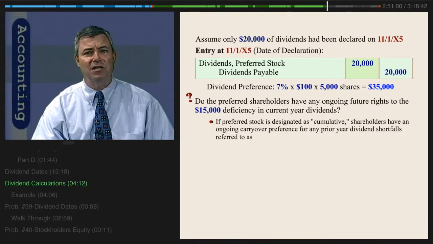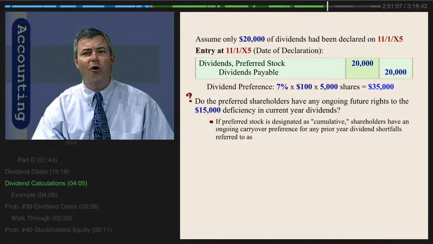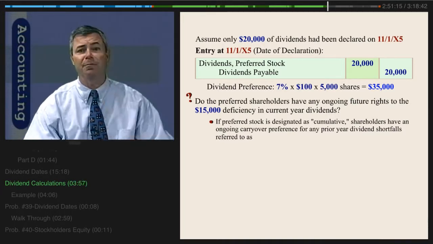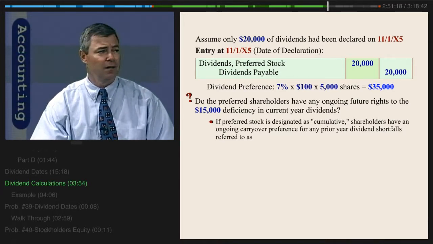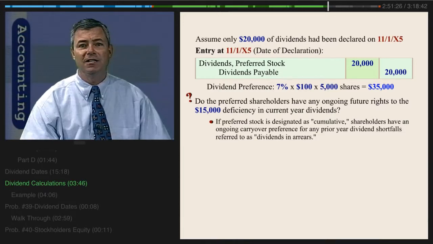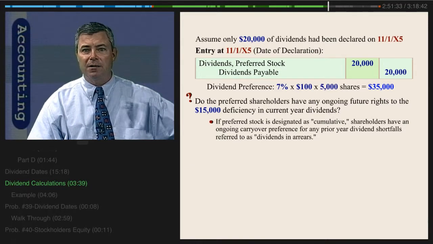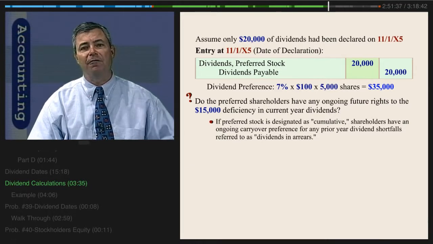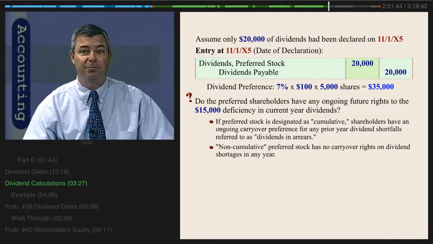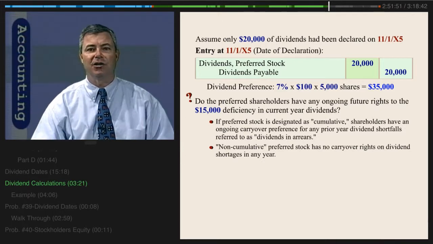If the preferred stock is designated as cumulative preferred stock, the shareholders have an ongoing carryover preference for any prior year dividend shortfalls, and those shortfalls are typically referred to as, you'll love this, dividends in arrears. Dividends in arrears is a term used for prior year dividend preferences that were not paid, but for which the preferred shareholders have an ongoing carryover preference. Non-cumulative preferred stock has no carryover rights on dividend shortages in any particular year.